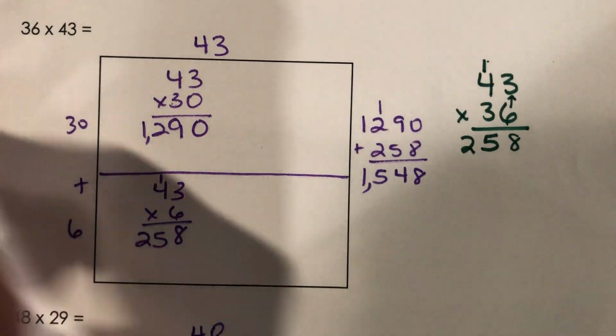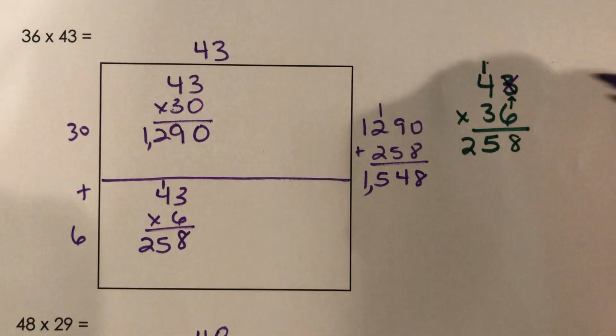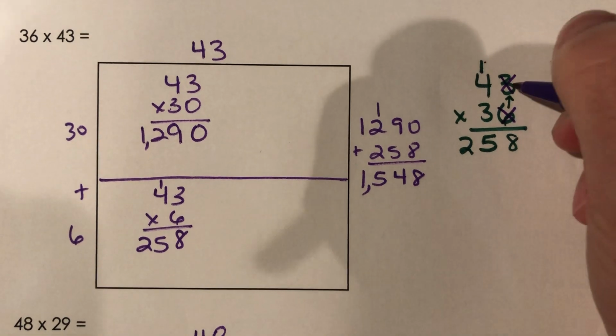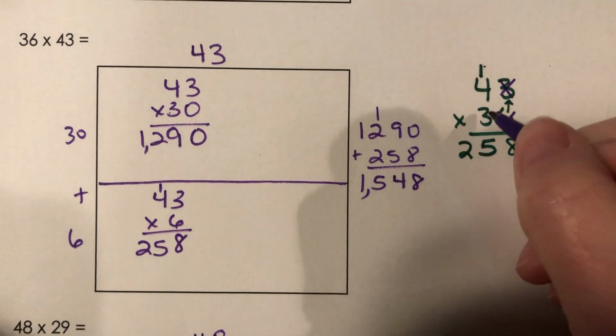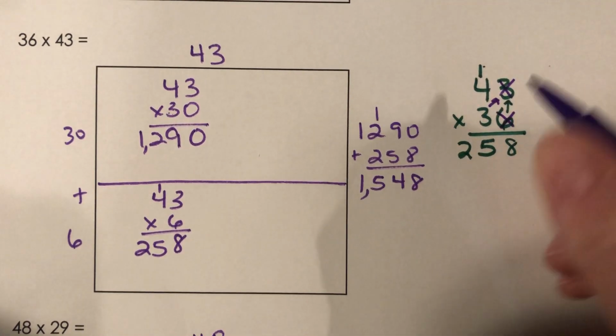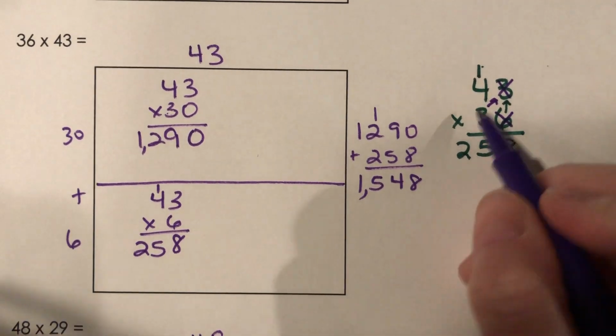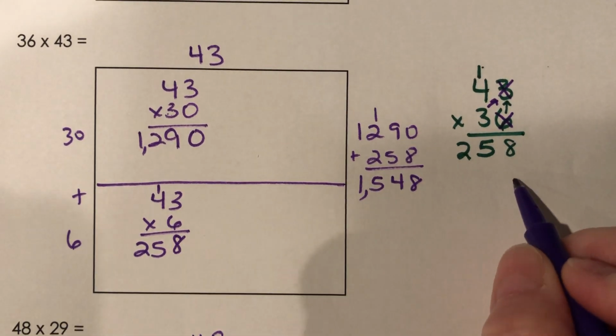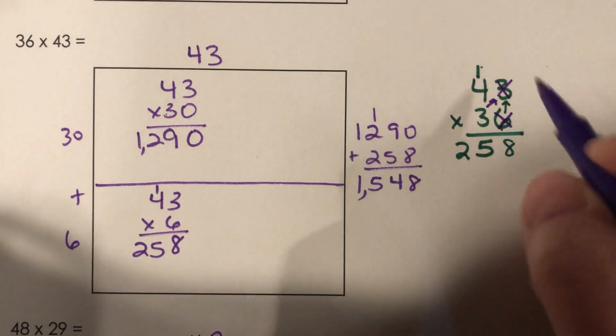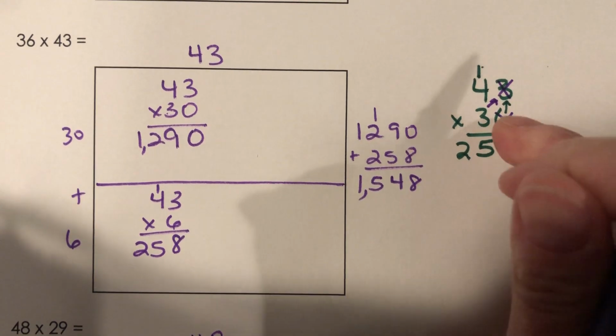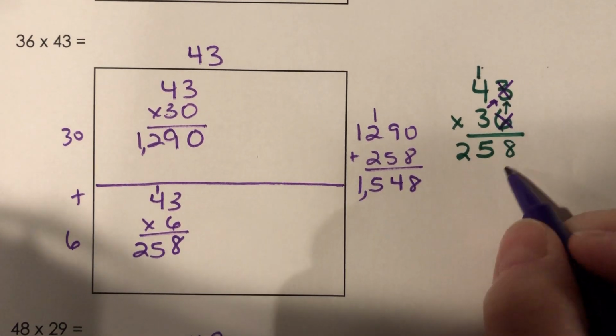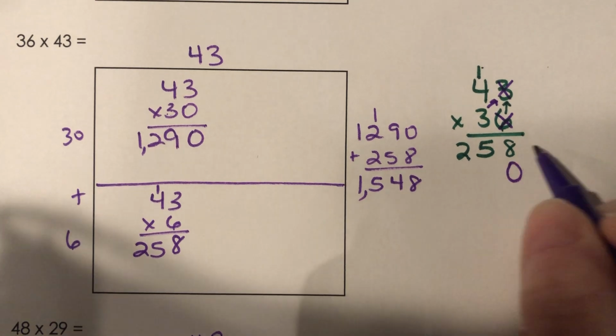Now, we're done with the 3, right? We're all done with the 6. Just pretend I didn't cross that out. And I'm going to do the 3 times 3. Now, you might think, well, 3 times 3 is 9, and you can put your 9 right here. But it's not really 3 times 3, it's 30 times 3. So I need to put a 0 in the ones place.